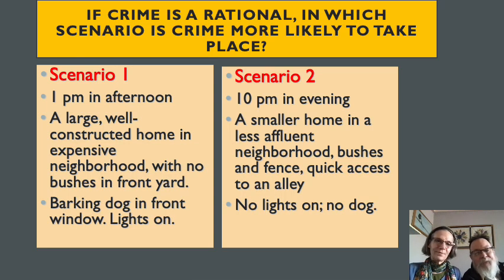Sure. So, are they more likely to be home in scenario two, do you think? 10 p.m. in the evening, no lights on. I don't know. I would say 10 p.m. is still pretty early. I know people do go to bed early, but 10 p.m. still seems pretty early to go to bed. And if there's no lights on and no dog, that would mean to me that maybe you could get into the house easier, particularly because you have the bushes to hide behind and you do have the access to the alley. All right. But because the benefit in scenario one is the best, that's where you're going to burglarize.